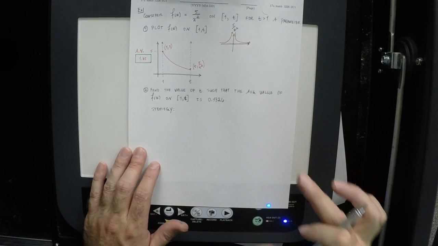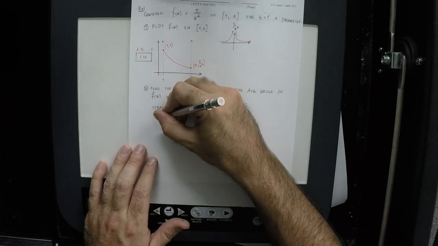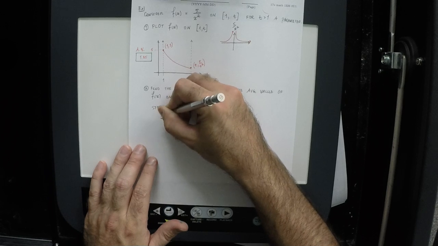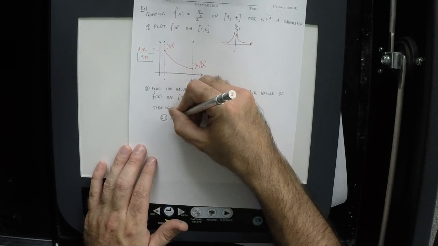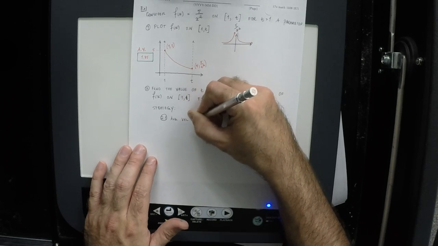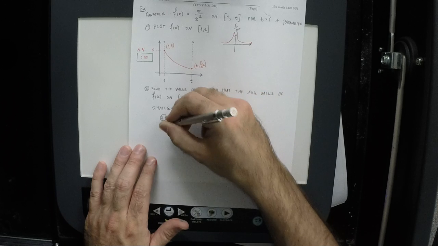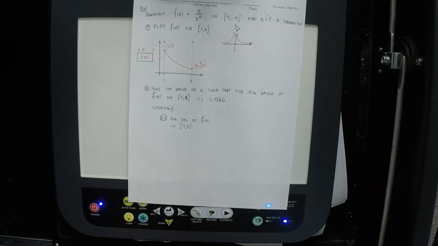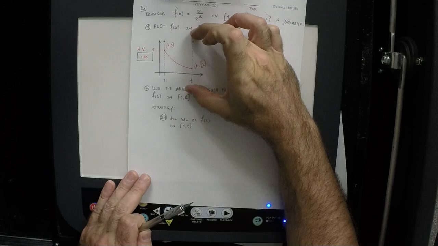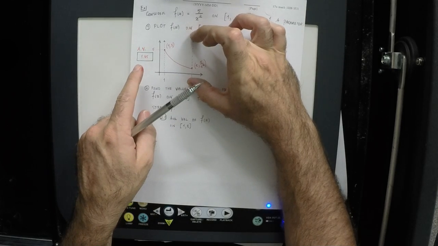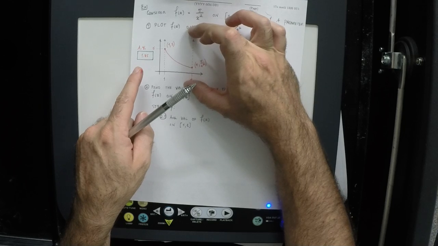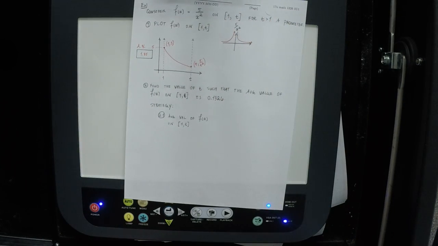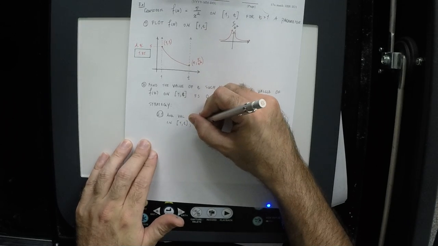Let's think about it. If we were to compute the average value of f of x on the interval 1 to t, then that depends on t, right? If we come up with an expression for that, it's going to depend on t. That's what it means when you say that if I move this fence post around, that little average value readout will be moving. By moving the t around, that average value is moving around. So this will depend on t.